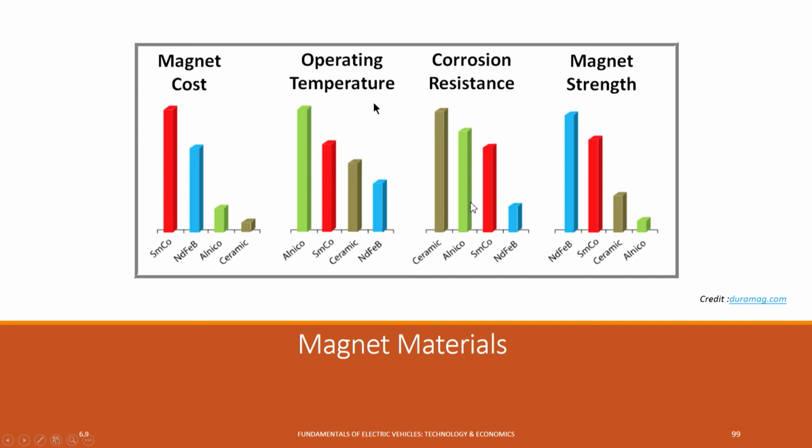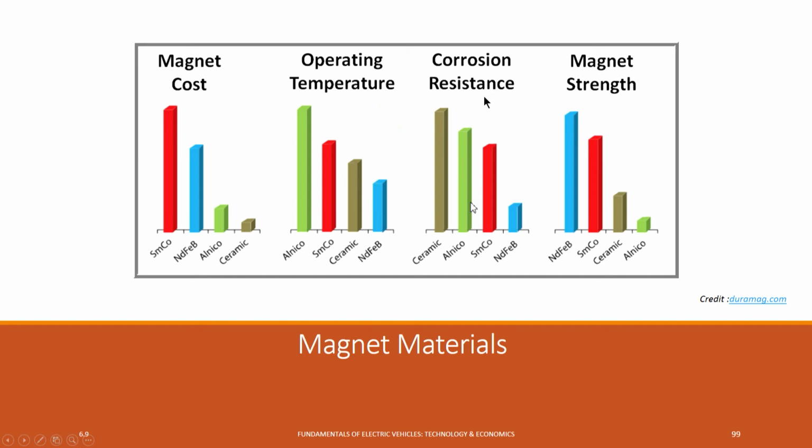As you can see, there are different criteria by which we can compare. On cost terms, samarium cobalt is very expensive. It is only used in missiles and things like that, where cost is not a constraint. NdFeB comes next in cost. Alnico is much less expensive, and ferrite magnets are the least expensive. When it comes to temperature stability, alnico is very good. The samarium cobalt comes next. Ceramic ferrite is also fairly good. The poorest is the NdFeB.